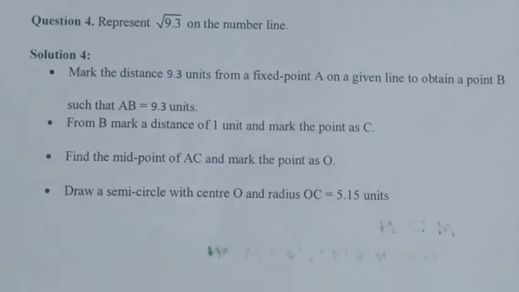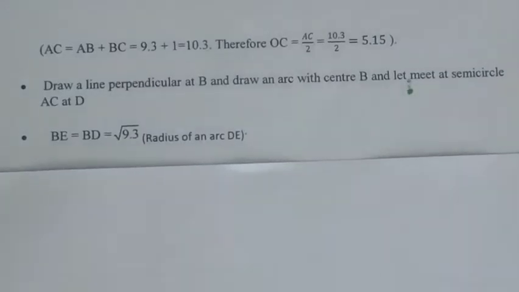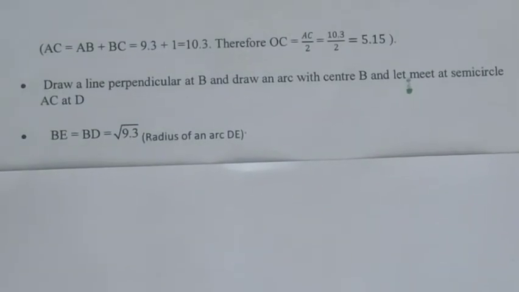Then what is the next step? Draw a line perpendicular at B and draw an arc with the center B and a radius BE, which meets the number line at D. That means BE equal to BD equal to root 9.3 only. So we are locating root 9.3 on the number line. You can verify this by using the Pythagoras theorem. Now let us see the construction.